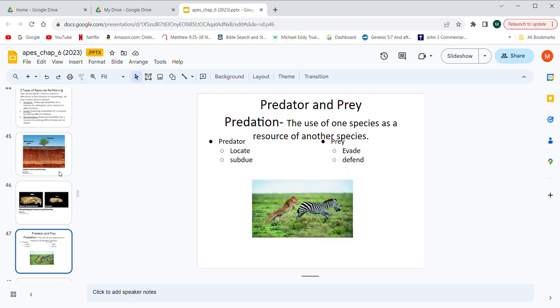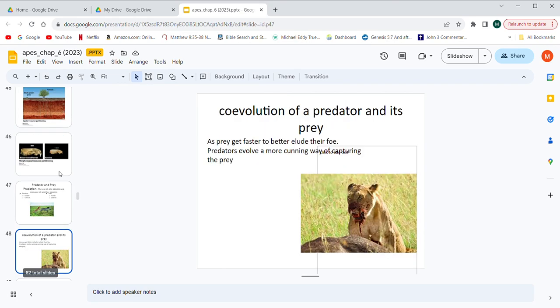Okay, now that brings us to this idea of predator-prey relationship. One species acts as a resource for another. The prey evolves to evade and defend. The predator evolves to locate and subdue. And it's this constant cat and mouse game, literally prey and predator game, where one evolves to be faster, so the other evolves to be stronger. One evolves to be more cunning. The other evolves camouflage to blend in. It's just this constant back and forth.